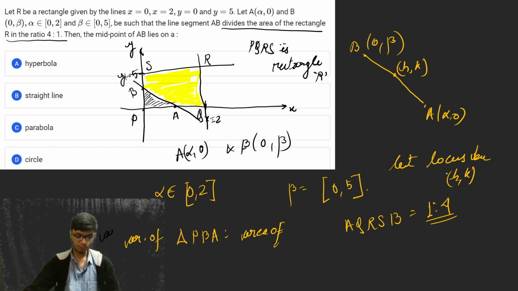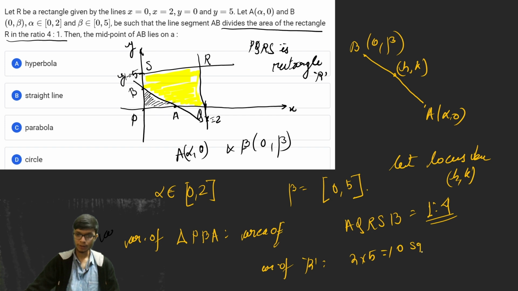If this locus is (h, k), first let me get the area of the rectangle. The area of the rectangle R is 2 into 5, which is 10 square units. Now what will be the area of triangle PAB? It is divided in the ratio 1:4, which means it is 1/5 of the area of the rectangle. So 1/5 of 10 is equal to 2.